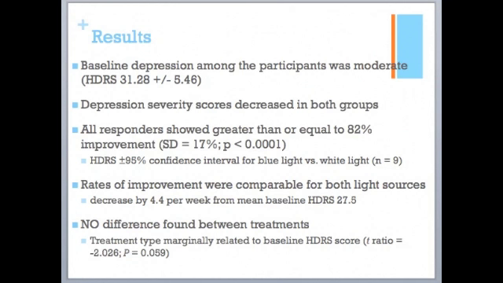Baseline depression among the participants was moderate. The depression severity scores decreased in both groups in both treatment methods. All responders showed greater than or equal to 82% improvement. Rates of improvement were comparable for both light sources, at a decrease of 4.4 per week from the mean baseline of 27.5 on the Hamilton scale. There was no difference found between the 2 treatments.